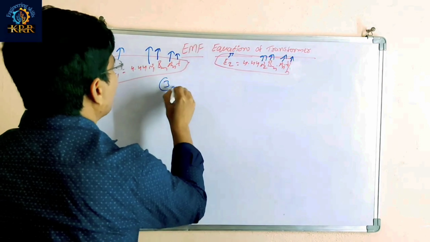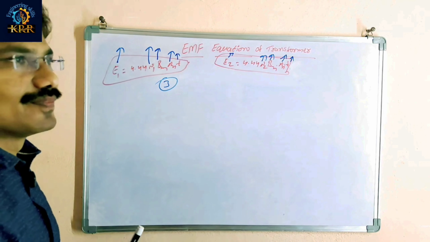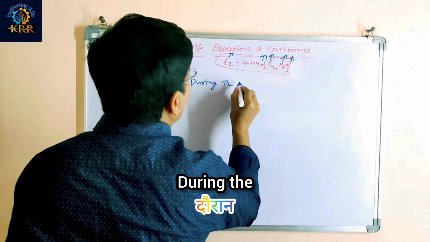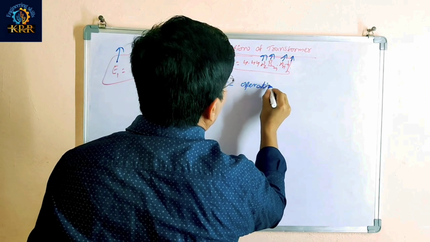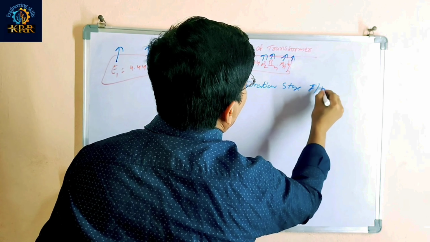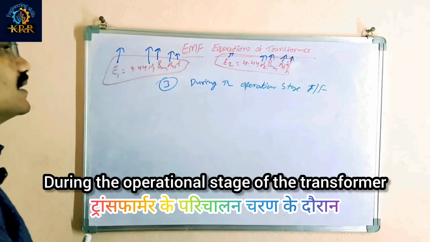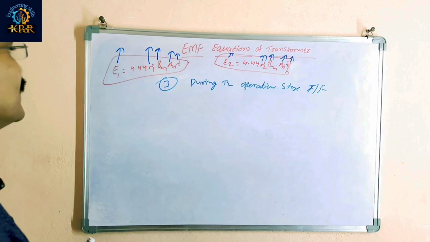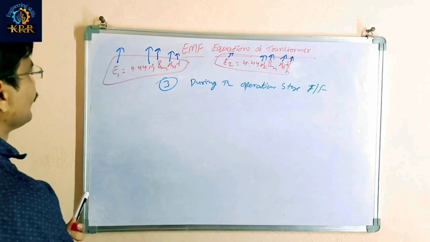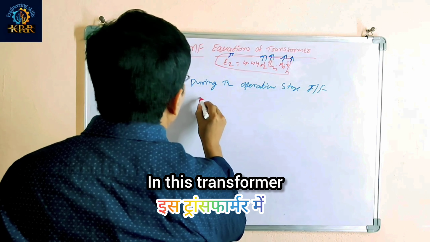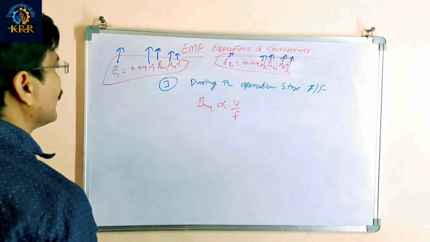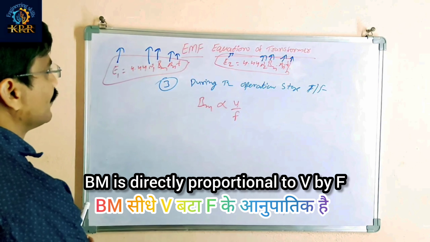Next, third point. During the operational stage of the transformer, Bm is directly proportional to V by F.